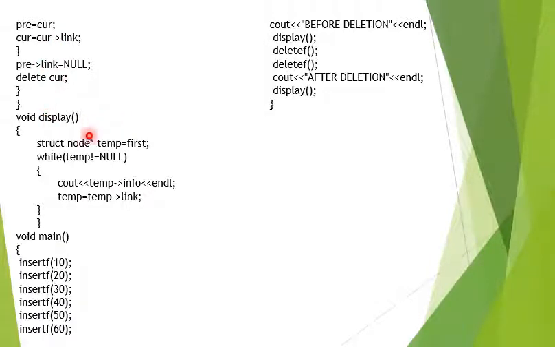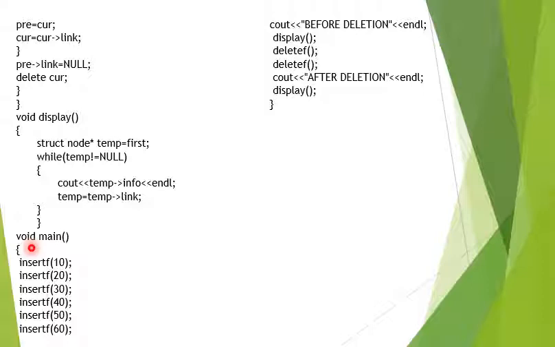After that, if you want to display the elements present in the list, we use a temporary variable and check whether temp is null. If it is not equal to null, we loop, as I said in previous slides, printing temp of info, and temp is equal to temp of link, where you travel to the next node. We use this in the main function.